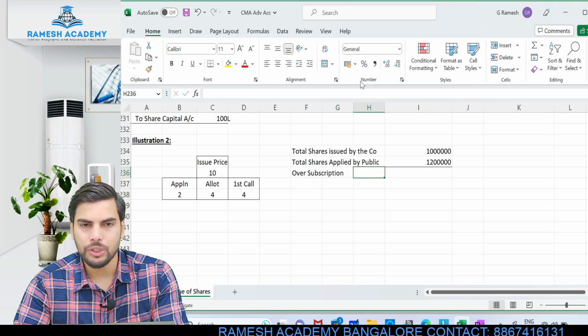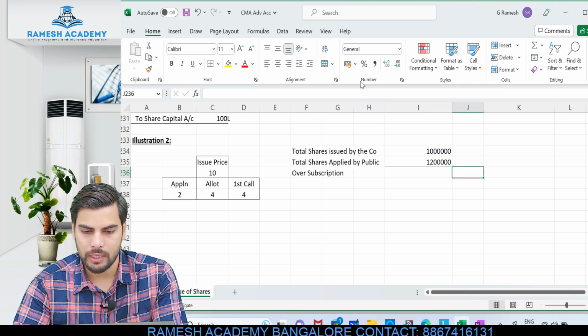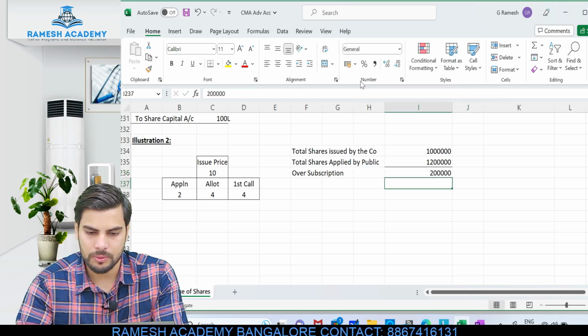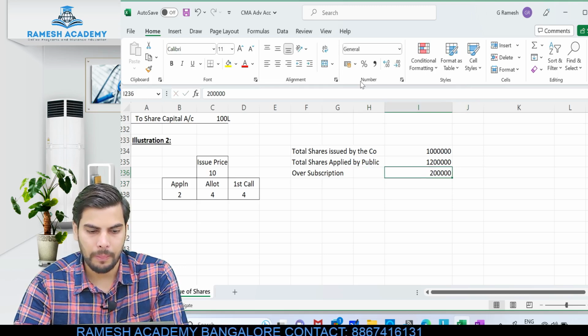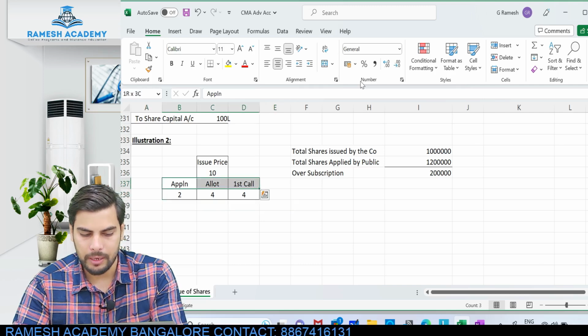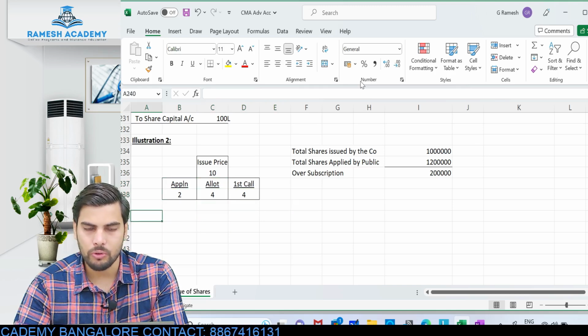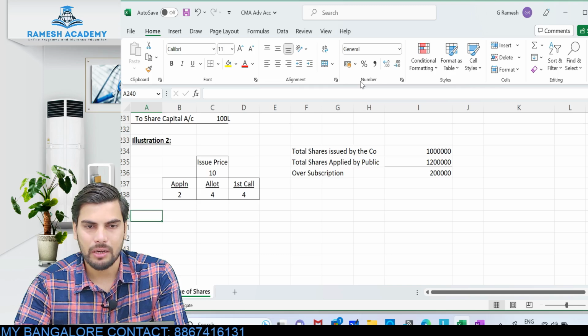Okay, so the company issued only 10 lakh shares, whereas the public came forward to subscribe to the extent of 12 lakhs. So there's an oversubscription to the extent of 2 lakh shares. Now I just need to pass the journal entries pertaining to the application stage, allotment stage, and first and final call.